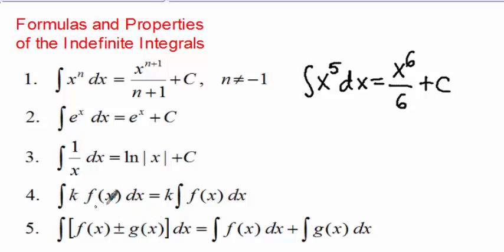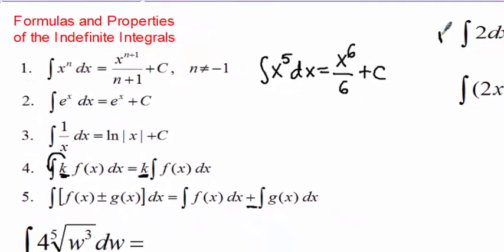The integral of k f of x equals k times the integral of f of x, where k is a constant. What does this mean? The constant factor can be moved across the integral sign. Attention, k is a constant. It's not true for the product of two functions. Rule number 5: the integral of the sum or difference of two functions is equal to the sum or difference of the integrals of each function.